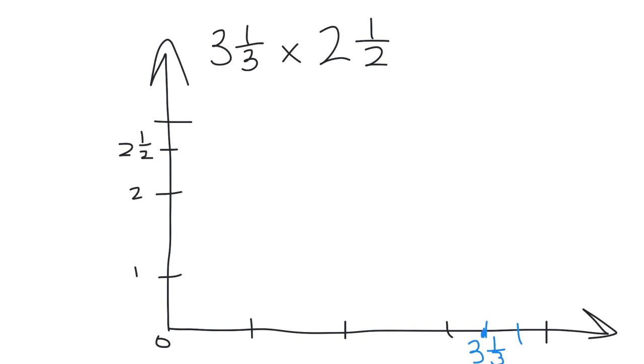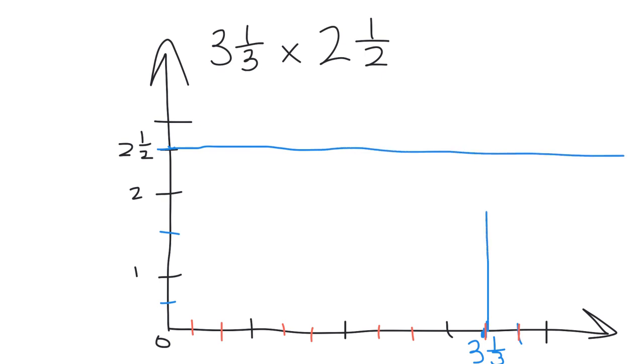And so I'm going to think of each of these as cut in halves, and I'm going to think of each of these as cut in thirds. So I'm going to make that red. All right, so now I'm going to imagine this line going across and this line going up. And so this whole thing right here is a rectangle that has a base of 3 1/3 and a height of 2 1/2.